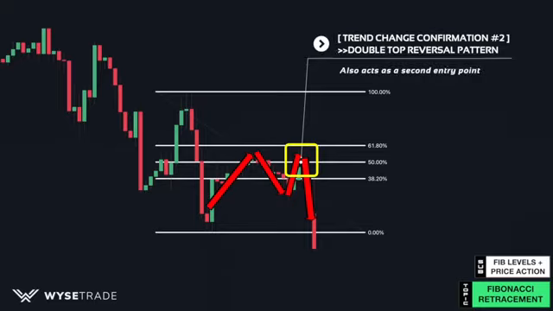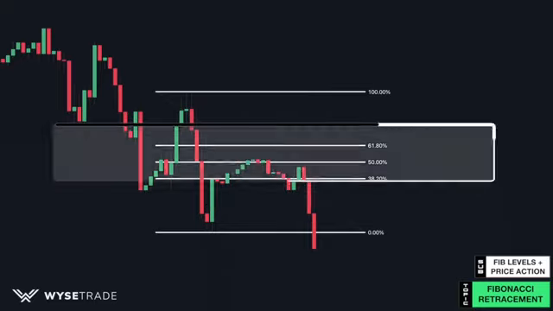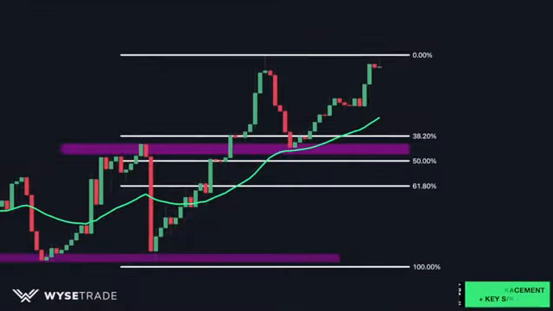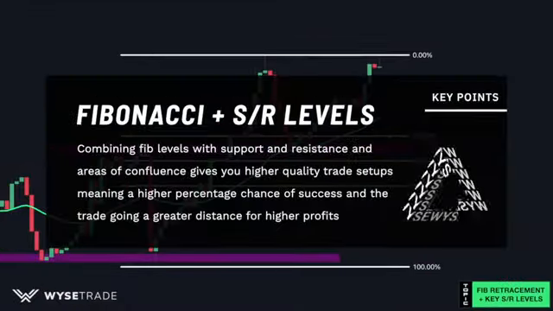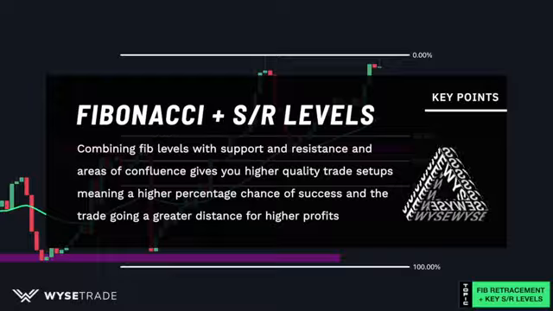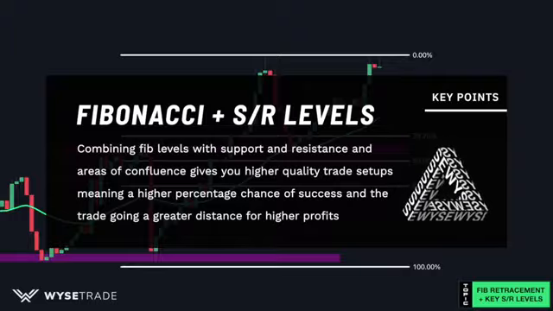So this was using Fibonacci levels in the simplest form. Let's now take it up a notch and combine Fibonacci levels with support and resistance and areas of confluence. Combining fib levels with support and resistance and areas of confluence gives you higher quality trade setups, meaning a higher percentage chance of success and of the trade going a greater distance for higher profits.